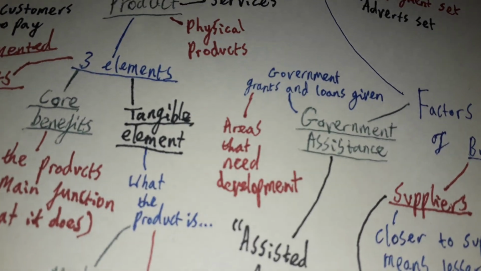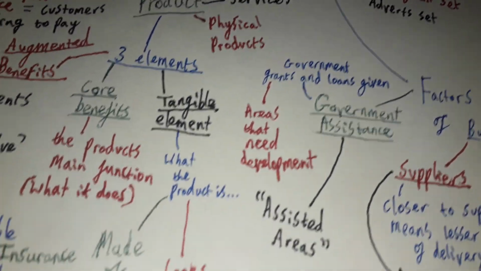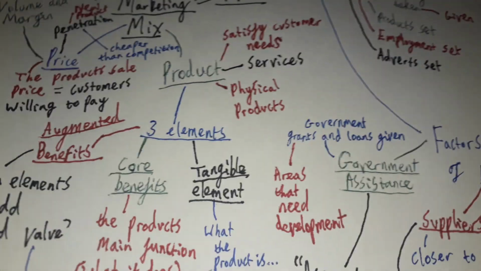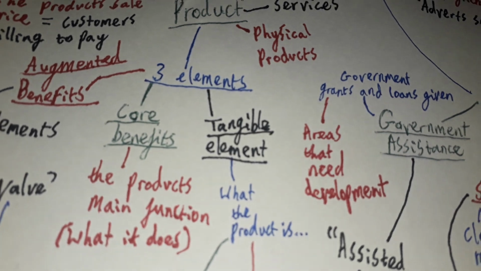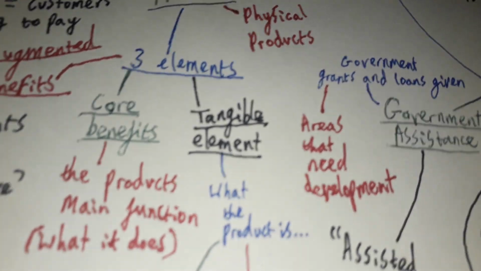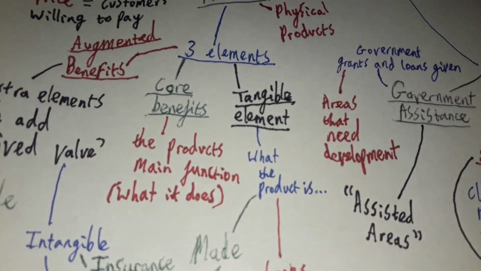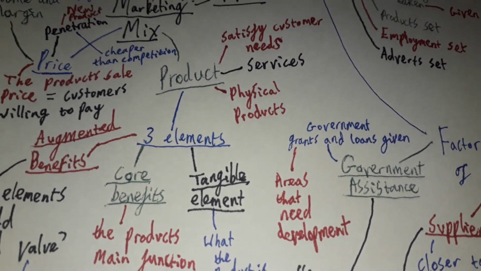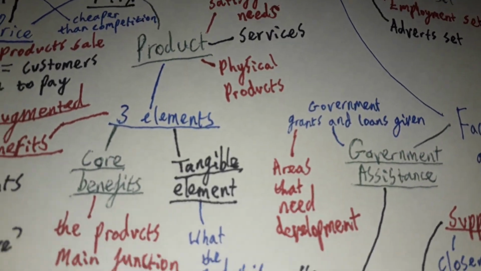First we'll look at the tangible element. It's what the product is, like what it's made of and what it looks like. It's what's physically there for them. The core benefits are the product's main function, what it does and how well it does it. Like a washing machine cleans clothes, but how clean does it clean clothes? That sort of thing.